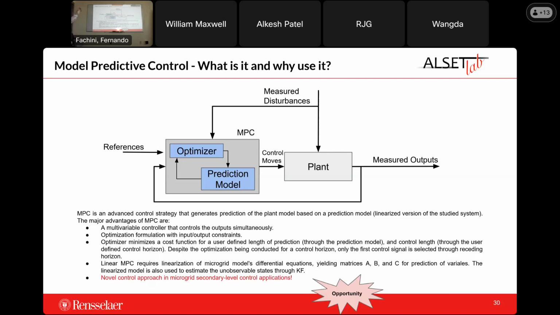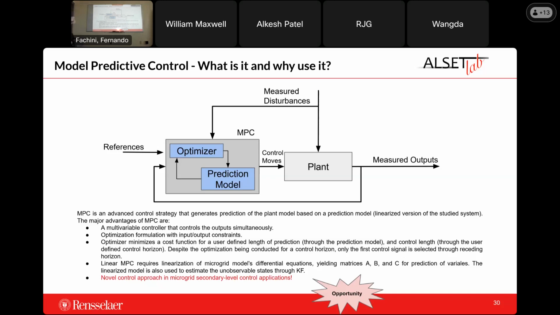And the key concept is that the optimizer of the MPC minimizes a cost function over a user-defined prediction length through a prediction model, and the control length through the user-defined control horizon that you select. And despite the optimization being conducted over a control horizon, only the first control signal is selected through a receding horizon. And that is done repeatedly, iteratively. So every MPC optimization step, you're doing this and you're updating the control moves that are being sent to the plant.